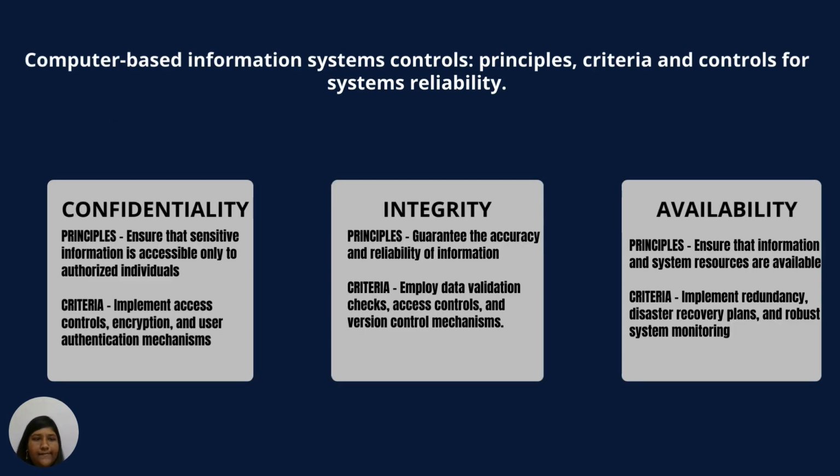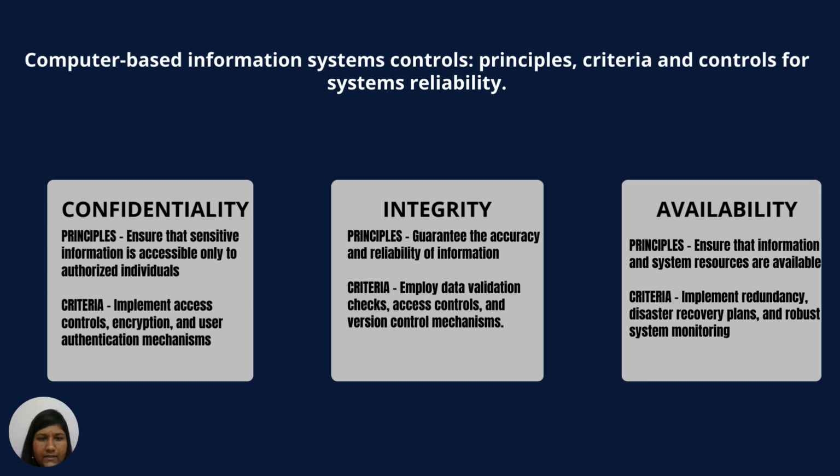Now I'm going to explain computer-based information system controls. There are many principles, criteria, and controls for system reliability. Firstly, I'm going to explain confidentiality. The confidentiality principle ensures that sensitive information is accessible only to authorized individuals. The criteria are to implement access control, encryption, and user authentication mechanisms.